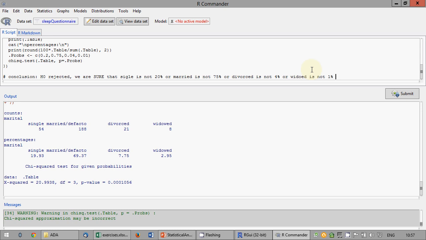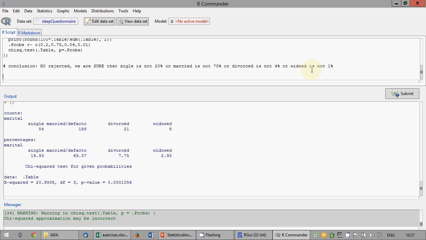I repeat, it's not considered moral to look at the sample and then make your hypothesis. Okay? Even though I'm pretty sure there are a lot of people who do it. But you should first make your hypothesis and then look at the sample. Otherwise, too easy. I make my hypothesis identical to the sample.